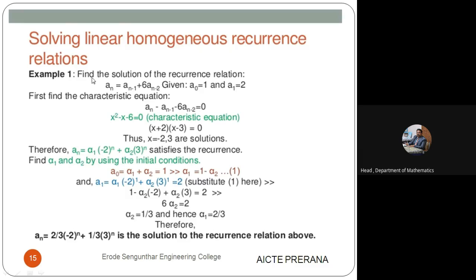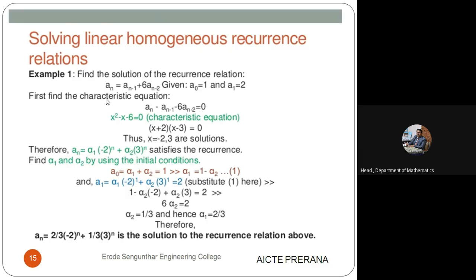We see one example. Find the solution of the recurrence relation a_n = a_{n-1} + 6a_{n-2}, given a_0 = 1 and a_1 = 2. This is a homogeneous recurrence relation since all the terms are sequence of a_n. Also the given initial conditions are a_0 = 1 and a_1 = 2. The first step of the solution is we write the characteristic equation of the given recurrence relation.